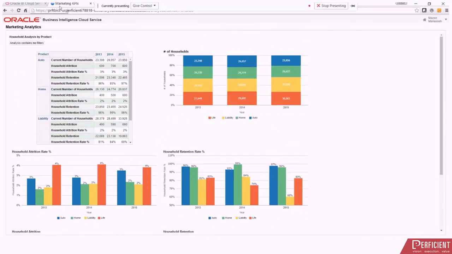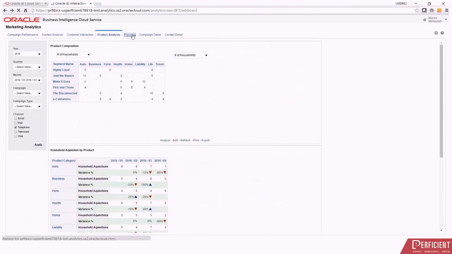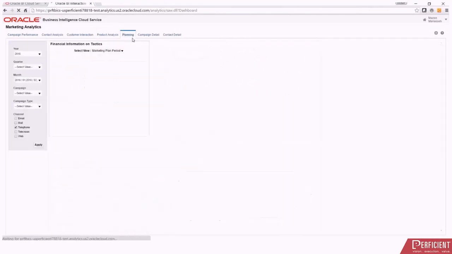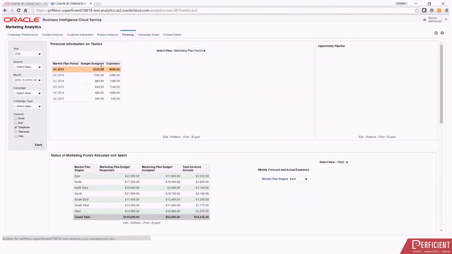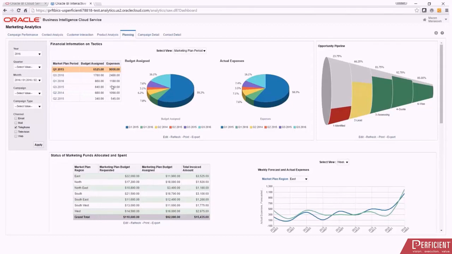As a VP of marketing, I want to keep an eye on campaign funding and spending. I come to the planning page where I can easily compare budgets assigned for each plan period against the actual spending. The opportunity pipeline shows me the sales pipeline in its current state as it compares to the goals. We see a percentage to the target across each stage of the pipeline.